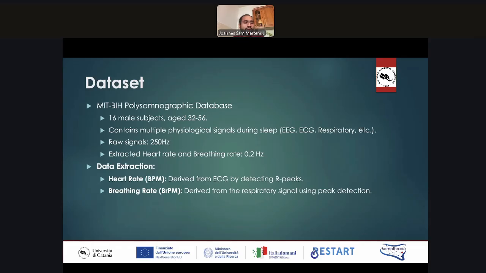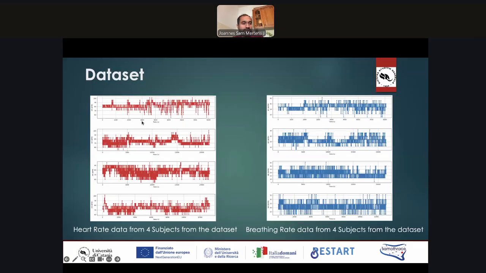Of course, there were only raw signals at 250 hertz, but from the ECG and also the respiratory signal, we extracted the heart rate and the breathing rate. And we extracted it using some predefined Python libraries. For example, you can see in the left side figure the heart rate extracted from 4 patients from the MIT-BIH database, and you can see the breathing rate in the figure on the right.